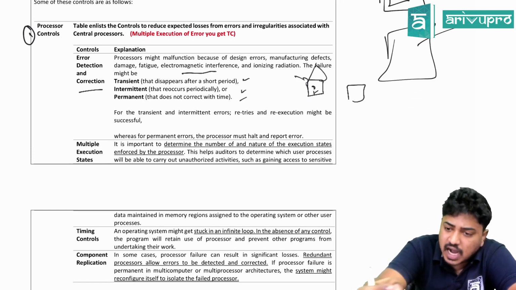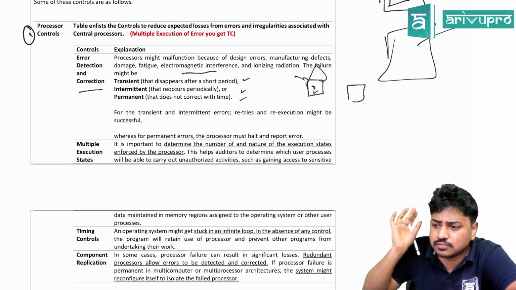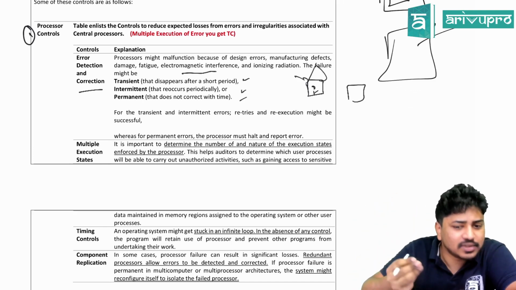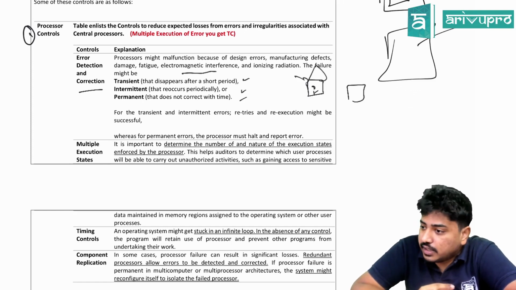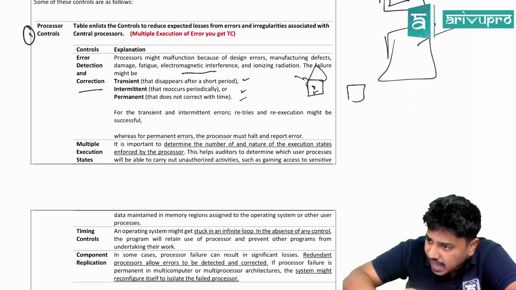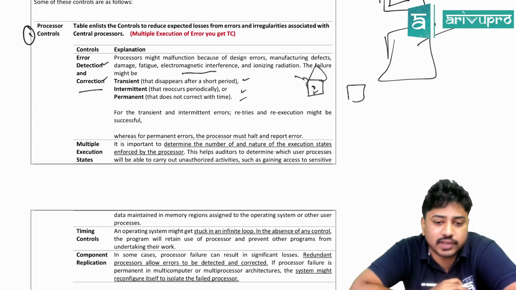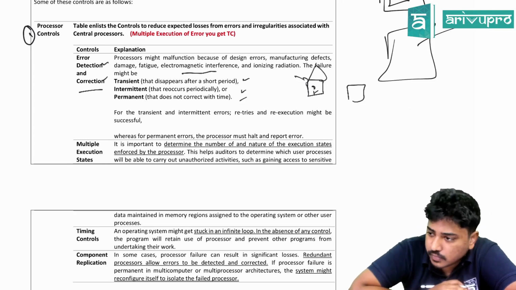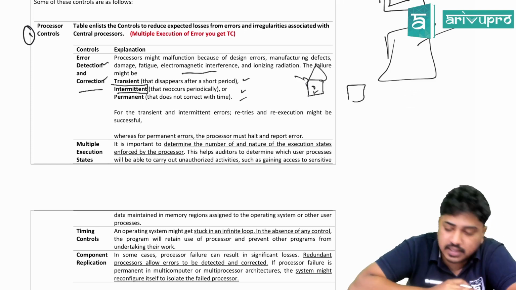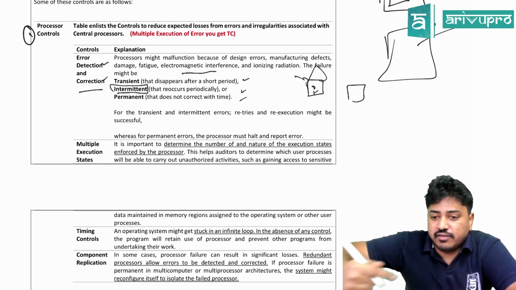The error disappears after a short period of time, or for one minute the system is hung, and after that it is all right. That we call a transient error. Controls should be there to prevent these things, or if they happen, the controls have to detect and correct them. That is what they're trying to say here. Clear? Then intermediate error: errors which recover periodically.